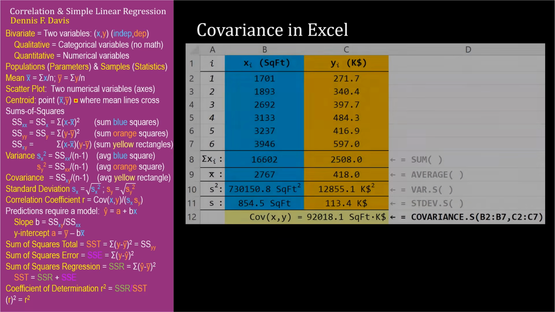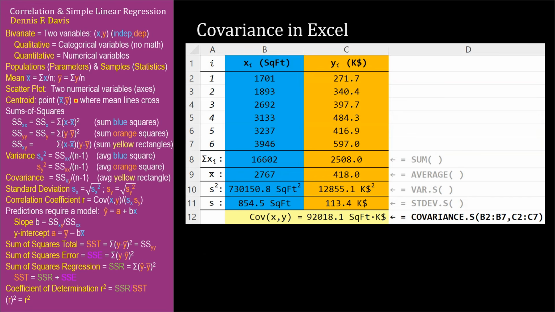Excel has covariance functions for samples and populations. Covariance.s for samples and covariance.p for populations. They take two ranges as arguments, the x range and the y range. The functions do all the math and just return the covariance. And the covariance for our home sale sample dataset is 92,018.1 square feet K dollars.